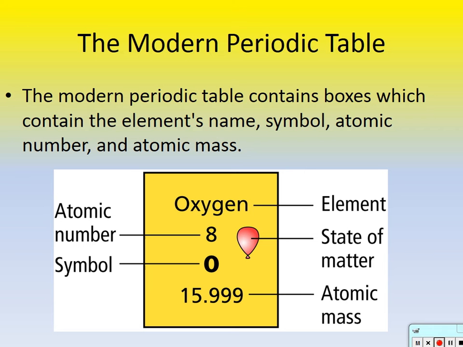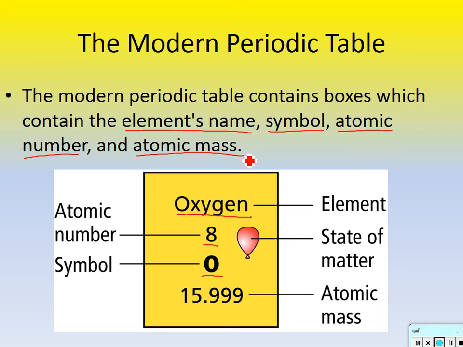Okay, the modern periodic table contains boxes. And here's what most periodic tables will contain. Here's the information that they will give you. It gives you the element's name, all spelled out. They give you the element symbol. This is usually a 1 or 2 letter symbol. For oxygen, it's just 1, just an O. They give you atomic number, which is the number of protons in the nucleus. The atomic number for this one is right here, number 8 for oxygen.